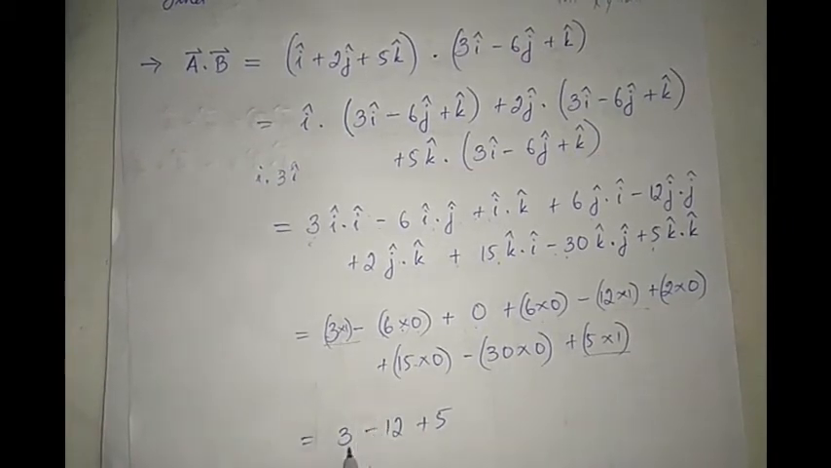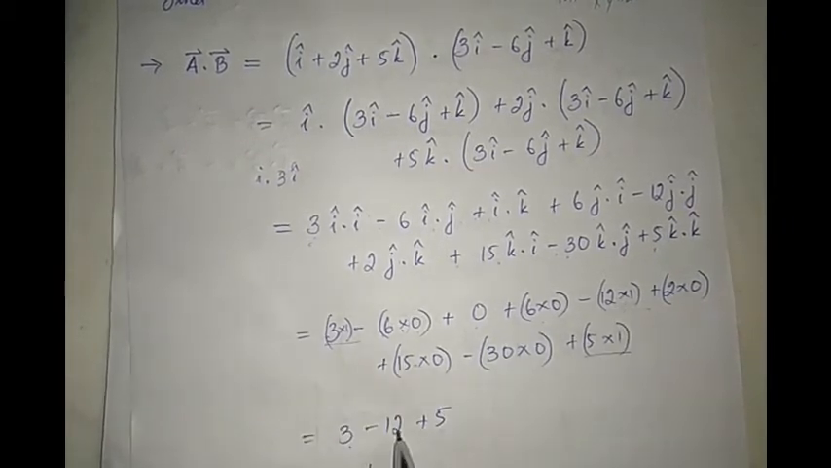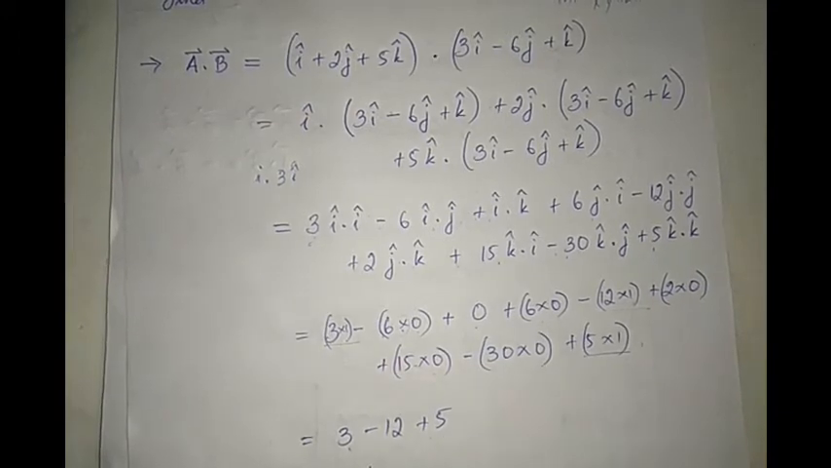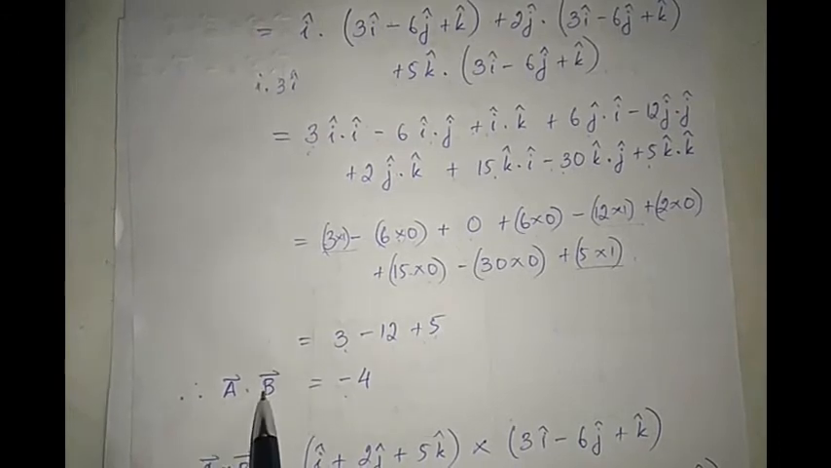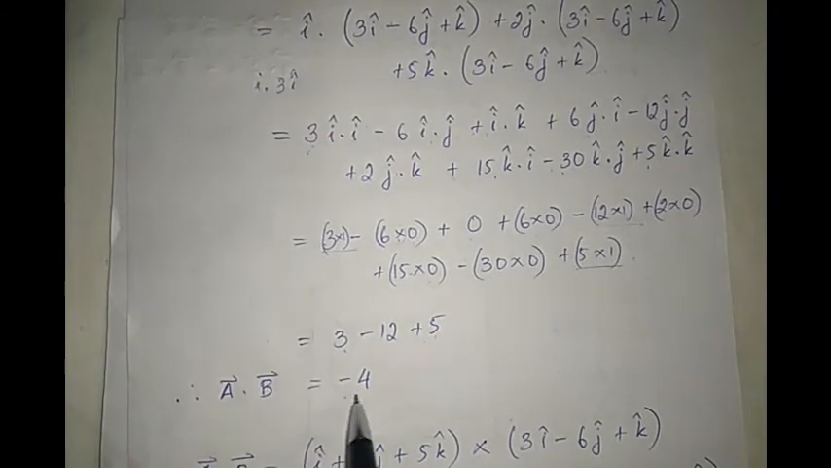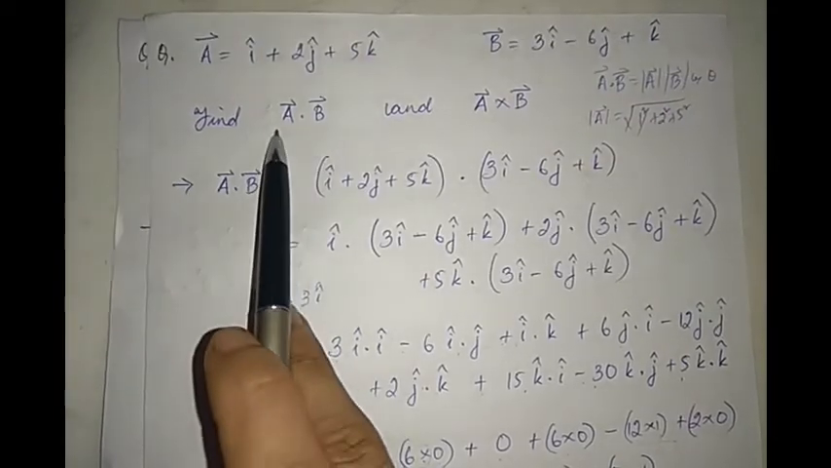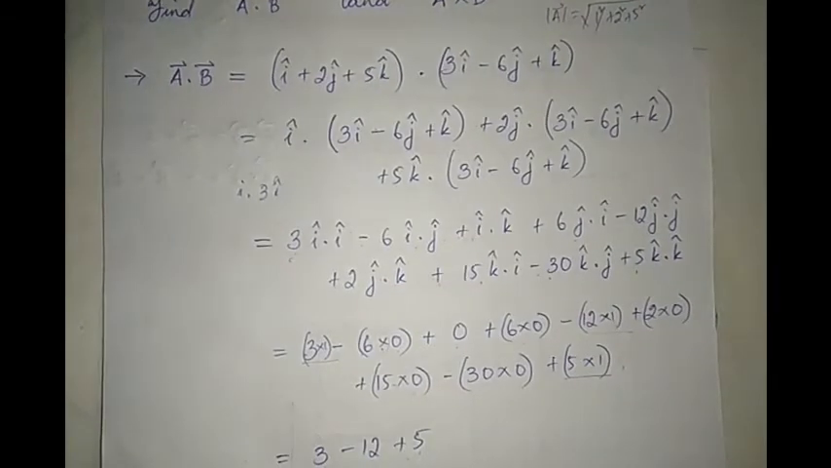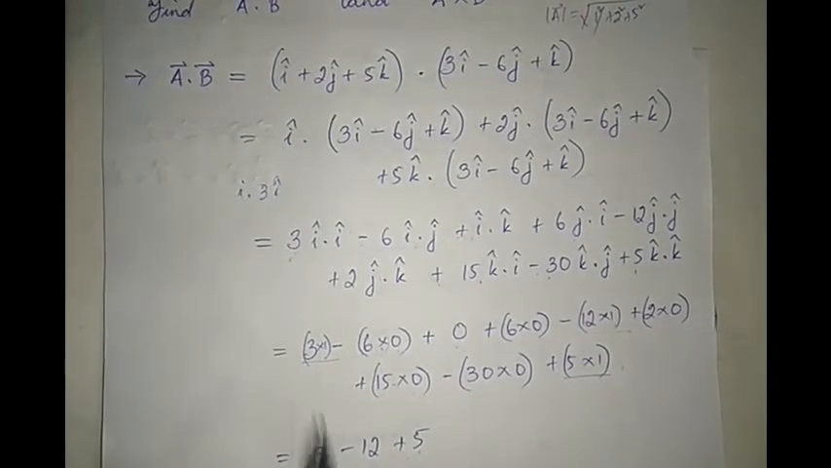So 3 into 1 is 3. Minus 12 plus 5, we get a dot b equal to minus 4. So a dot b, therefore, you can see comes out to be a scalar quantity. Okay, so this is the answer to the first part of the question, find a dot b. This is how you do it. All right, now see, in every step I have shown every detail.